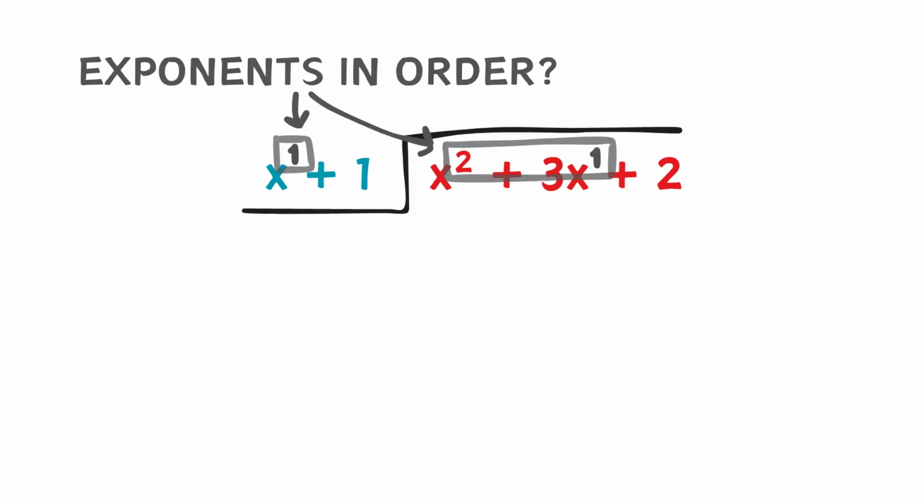Before we start dividing, we want to make sure that the polynomials are sorted by the degree of the exponents of each term. The terms with the higher exponents should go first. It looks like we're all set here, so let's continue.